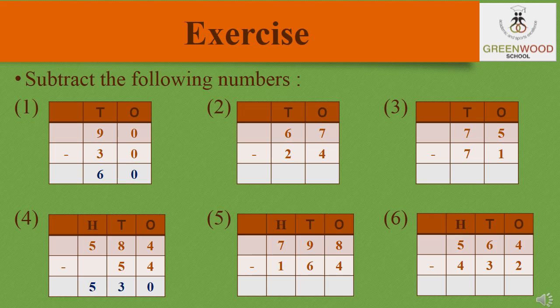Now subtract the hundreds place. There is nothing down, so copy 5 as it is. So 584 minus 54 is 530. Similarly, you will solve the remaining 4 examples.